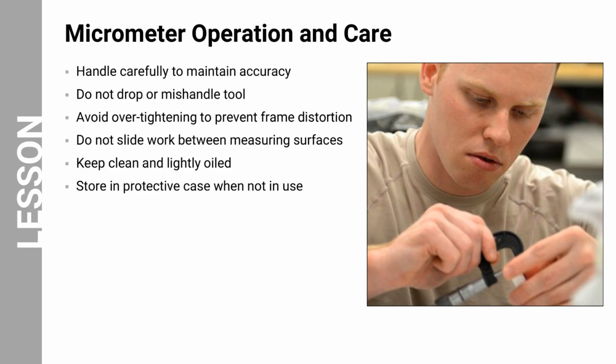Excessive force must never be applied during measurement, as this can distort the frame or damage the threads. The micrometer should not be used on moving or rotating parts, as this can cause wear or inaccurate readings. After use, the spindle should be slightly open to relieve pressure on the threads. The tool should be stored in a protective case to prevent damage and exposure to environmental conditions. Proper care ensures long-term accuracy, reliability, and consistent performance.